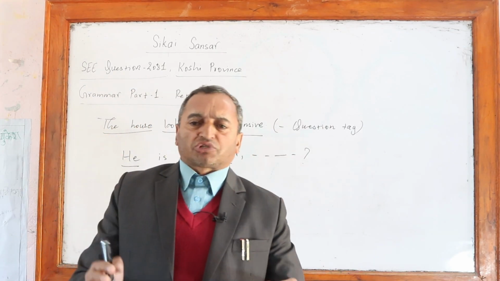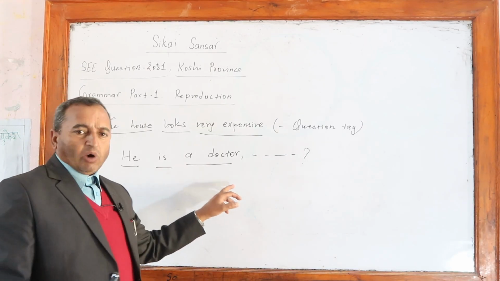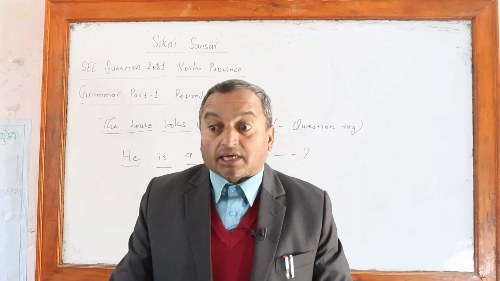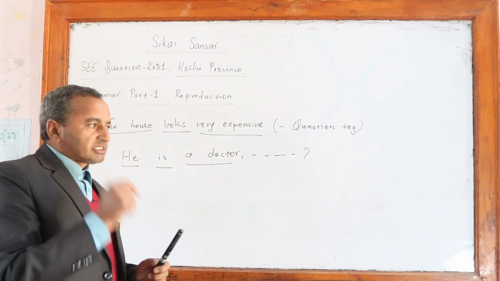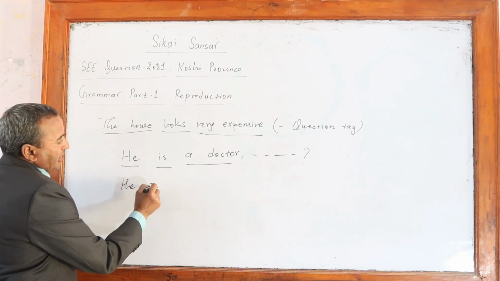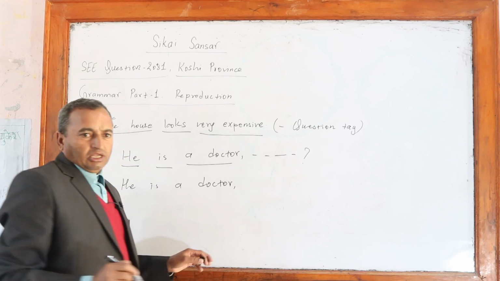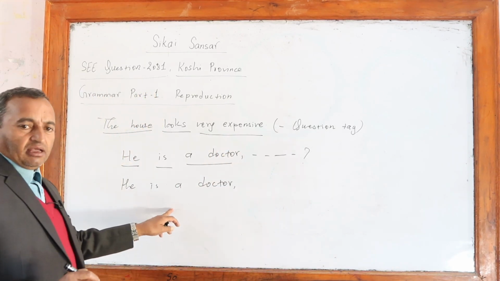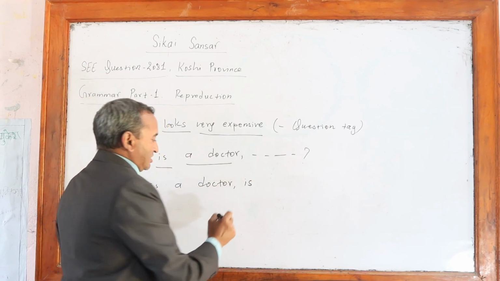While such a type of question is given, or when we find such a question, what do we have to do? You know, my dear students, you have already got the point. First of all, we have to take the auxiliary verb. Let's solve this question. He is a doctor. What's the auxiliary verb here? Here, is is the auxiliary verb. So here, first of all, we write is.